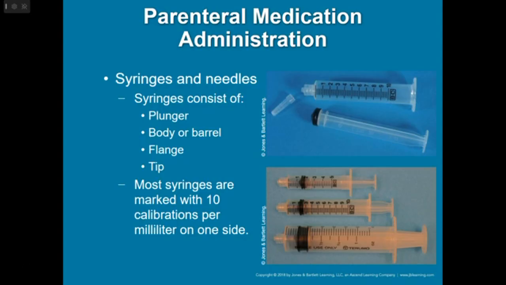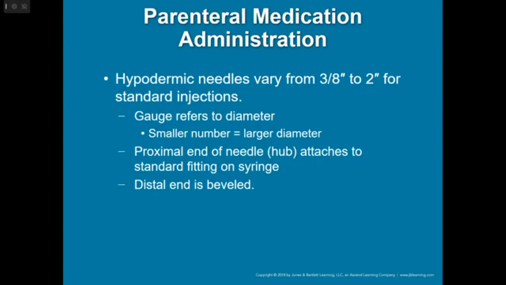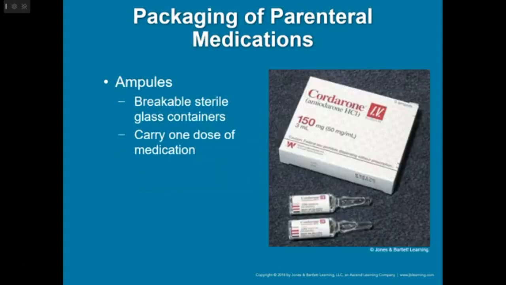So, hypodermic needles, of course, vary in length, vary in gauge. Larger needles are going to be used for that intramuscular, and smaller needles, shorter needles, will be used for like sub-Q administrations. Proximal end of needle attaches to the standard fitting on the syringe. It's like a lure lock. The distal end is beveled. It's not just a blunt tip, it's beveled.